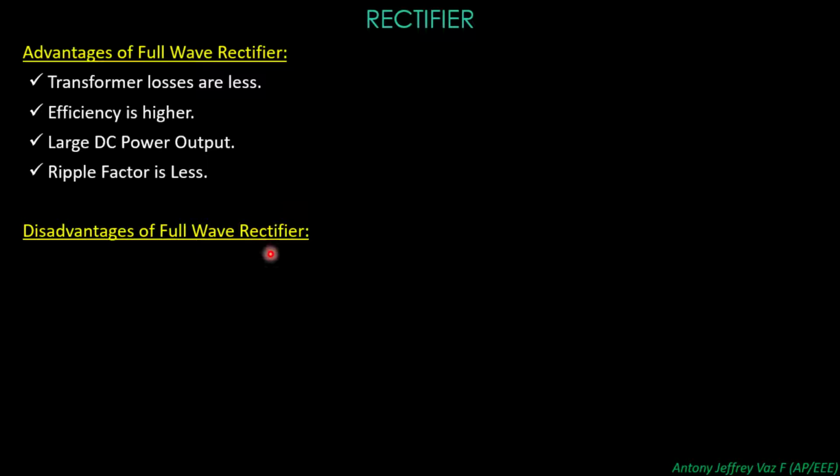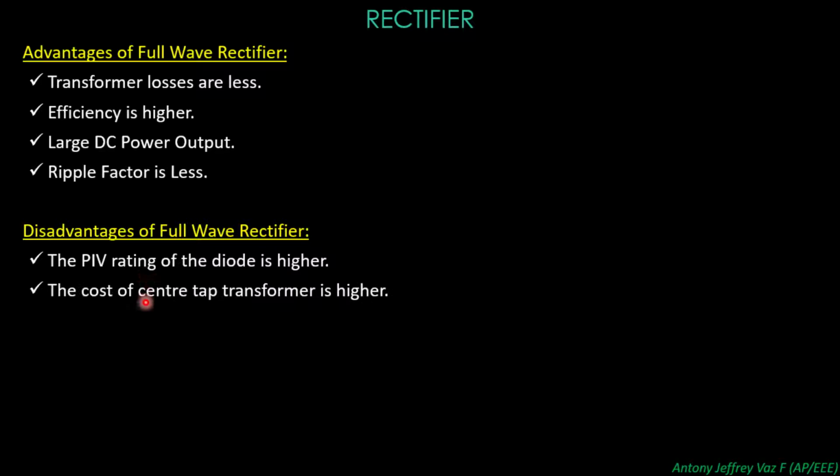The disadvantages of full wave rectifiers are that the peak inverse rating of the diode is higher. Once the peak inverse rating is higher, you need to purchase a costlier diode, and the amount spent on the diode is higher, because you need 2 into Vm. So the diode should have a costlier rate. Next, the cost of the center tap transformer is higher.